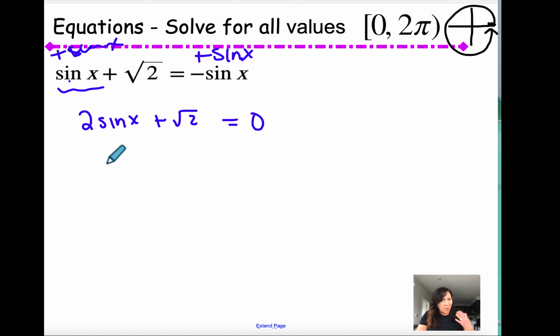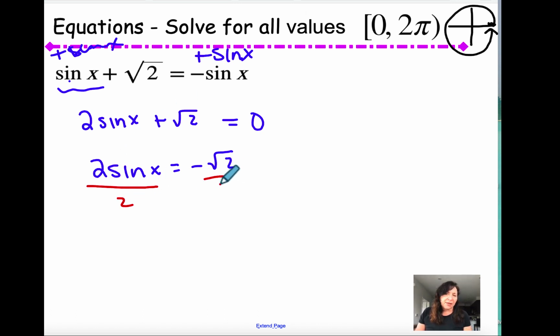Now, again, my objective is to solve for x. So I'm going to take this root 2 and move it to the other side of the equation. So I get 2 sine of x is equal to negative the square root of 2. And then, again, isolating the x, you're getting rid of everything next to you, and you're undoing all the properties. So this is times 2. I'm going to divide by 2 on both sides. So dividing by 2 on both sides does cancel this 2 out. And I now have sine of x is equal to negative root 2 over 2.